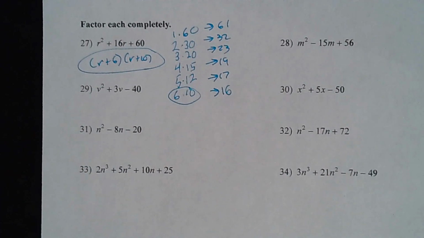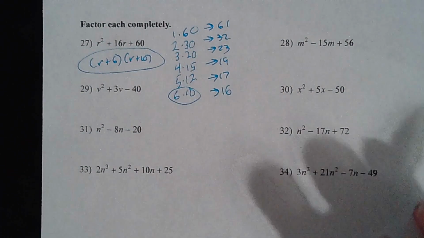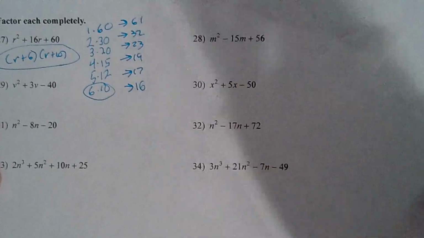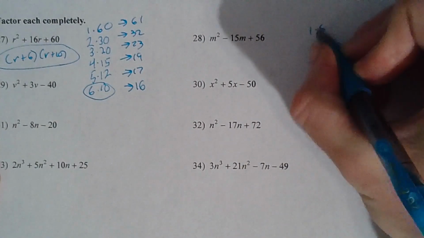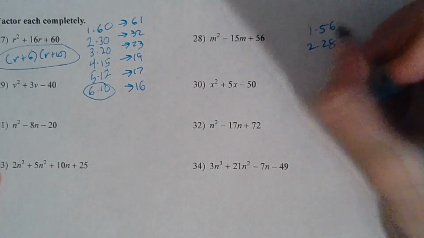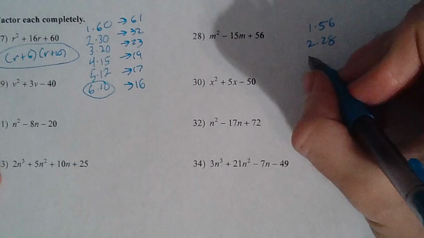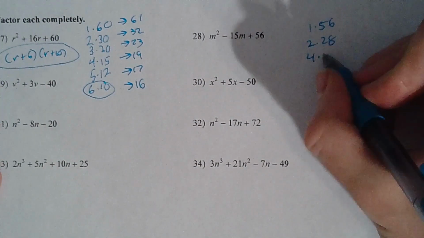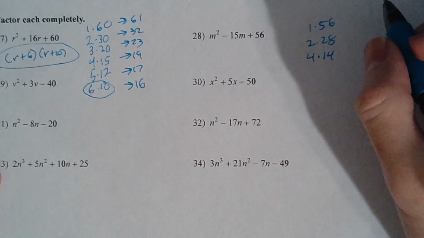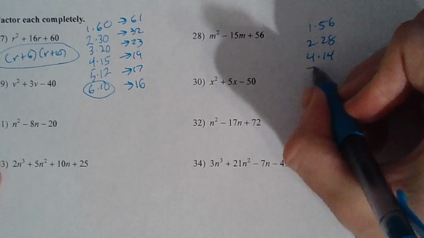Not too shabby. 28, almost exactly the same. This time I'm not going to show the calculator work. We're just going to do it by hand. We got 1 times 56, 2 times 28, 3 does not work. 4 does work. It is 14. Does 5 work? No. Does 6 work? No. Does 7 work? Yes, 7 times 8.